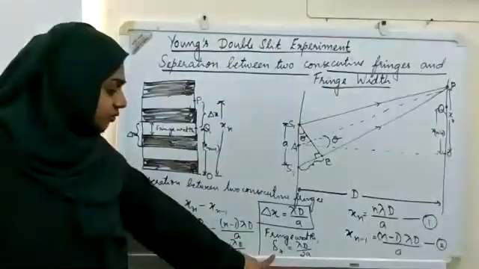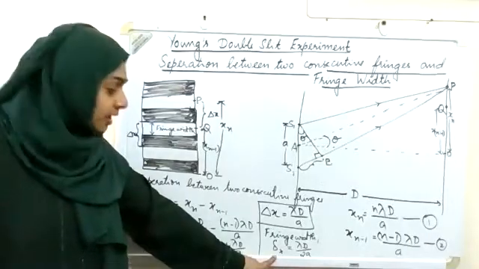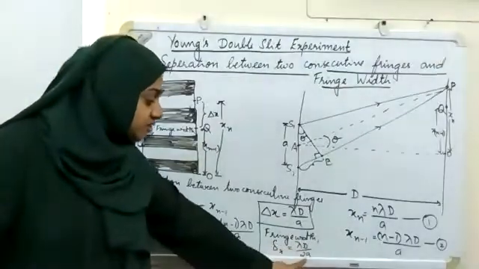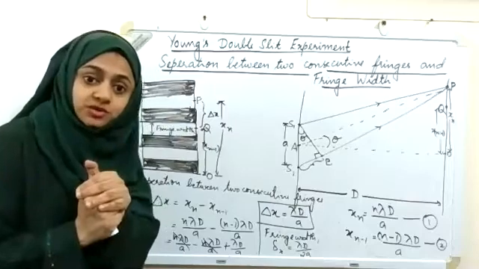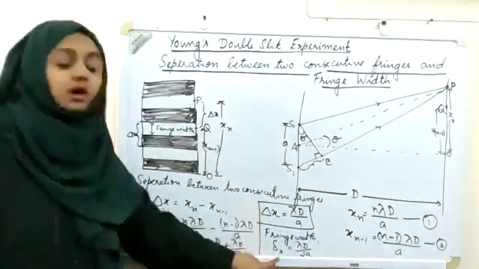So is it clear to you how we got fringe width? Yes, teacher, clear. And you have to remember this formula, fringe width is lambda D by 2a. And note, the separation between two consecutive fringes here is not the fringe width. Fringe width is just half of that.